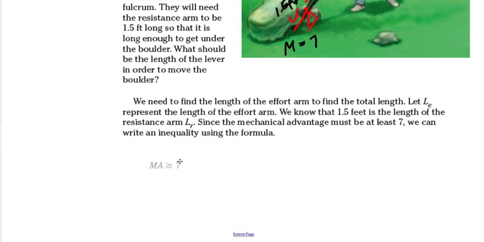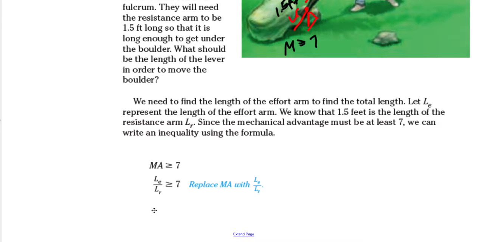We know that the mechanical advantage is at least 7, so the inequality should be greater than or equal to 7. The formula is L sub E over L sub R is greater than or equal to 7, and we replace MA with L sub E over L sub R.